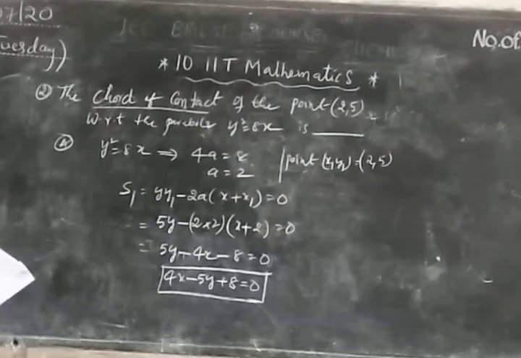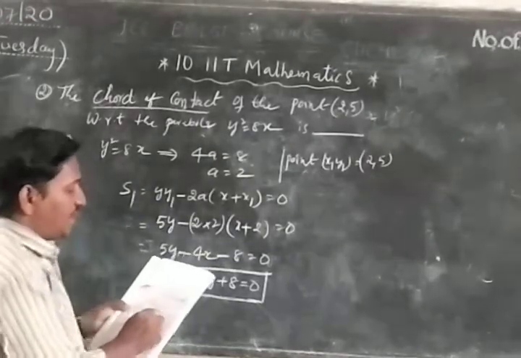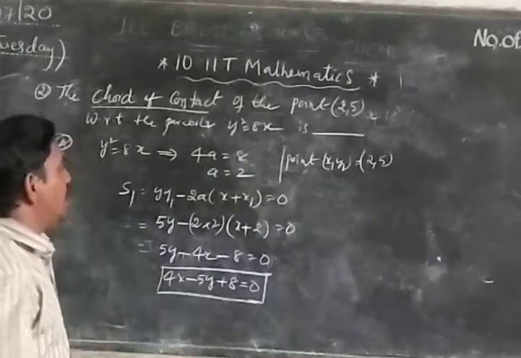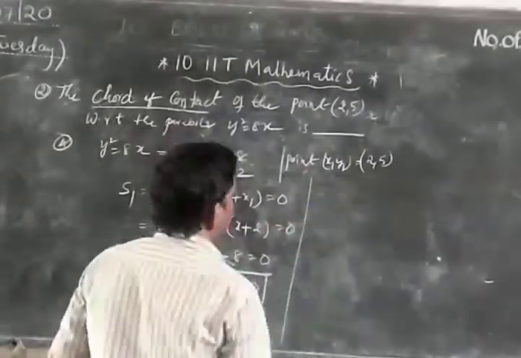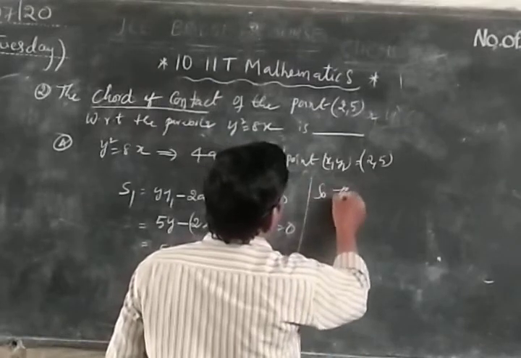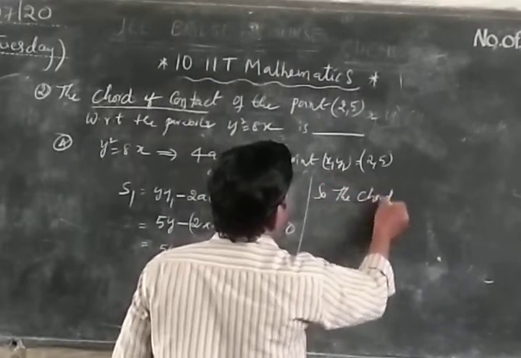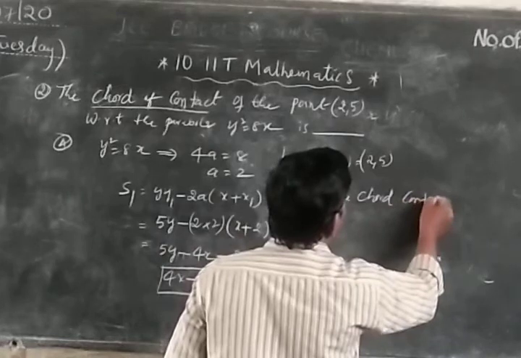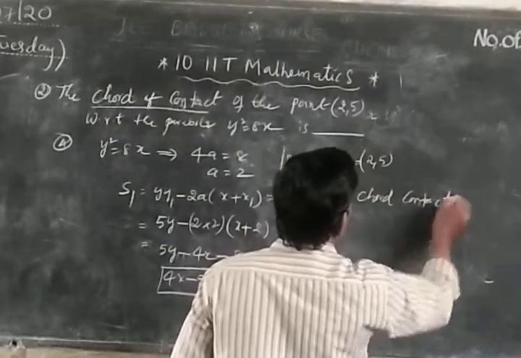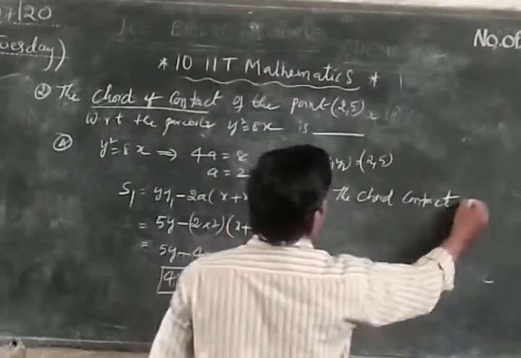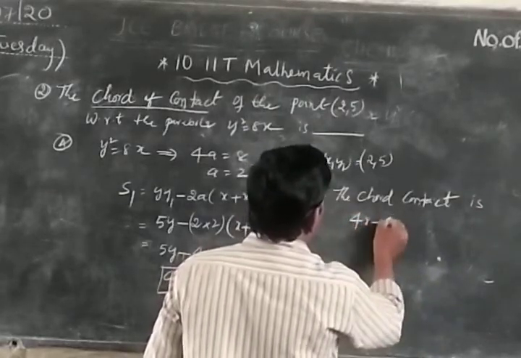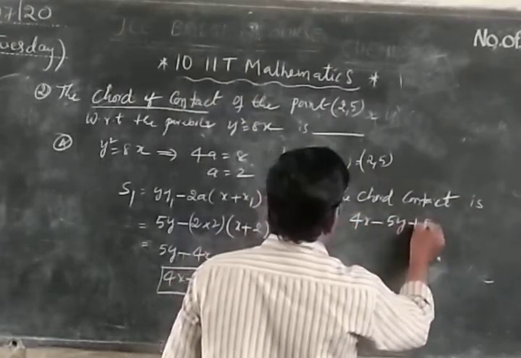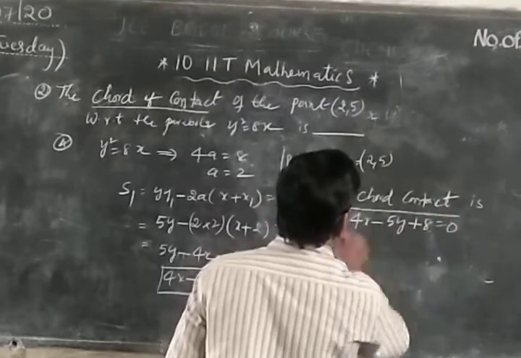Answer: 4x minus 5y plus 8 equal to 0. Fourth option. So the chord of contact is 4x minus 5y plus 8 equal to 0.